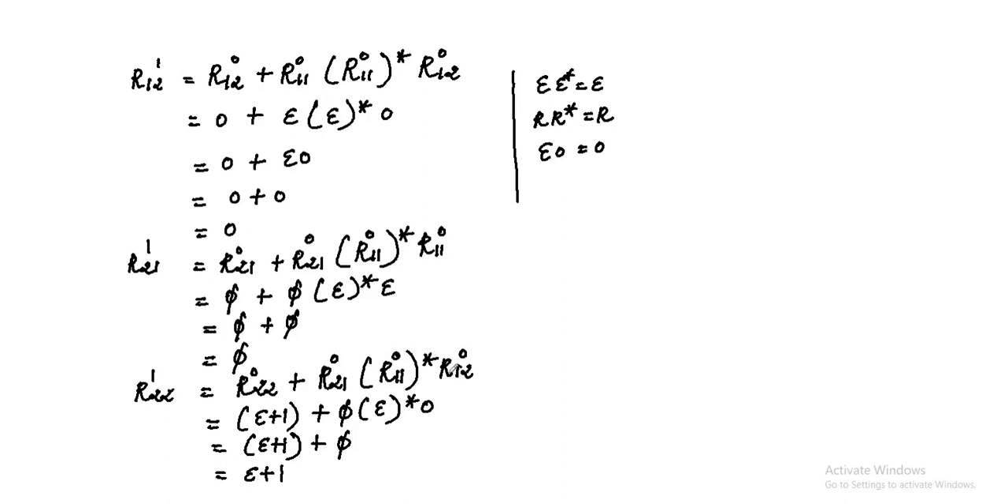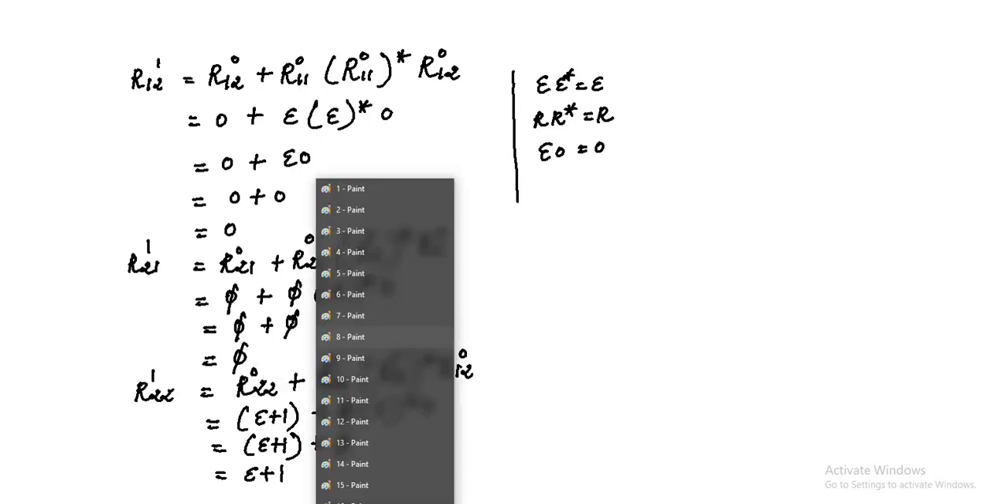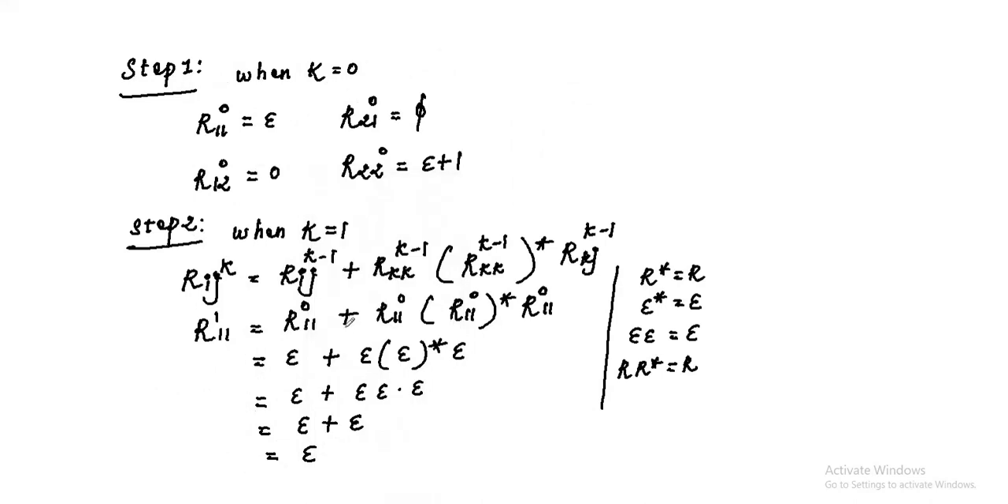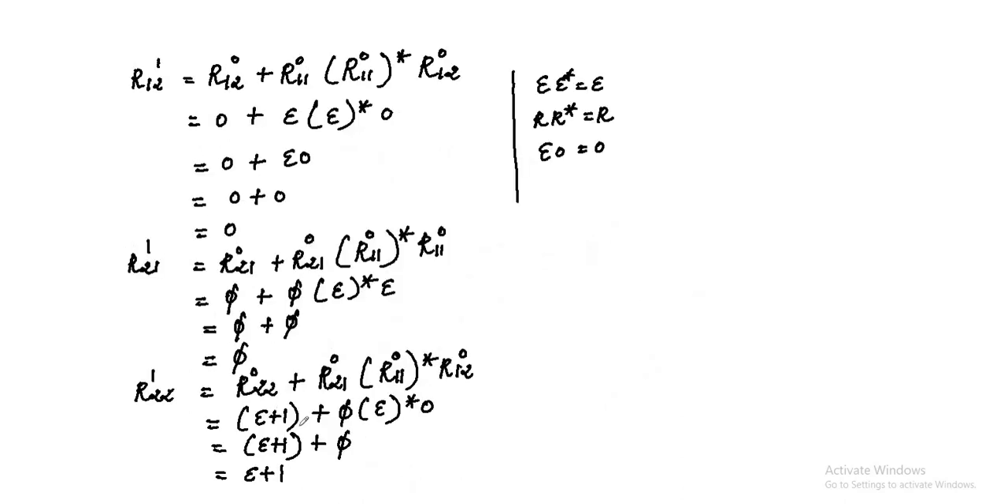Next r_kj, where the k value would be 1 and the j value would be 2, so r_12 raised to the power 0, and r_22 raised to the power 0. Look at the first step. In this first step, r_22 raised to the power 0 equals epsilon plus 1. Here I am writing epsilon plus 1, plus r_21 raised to the power 0.